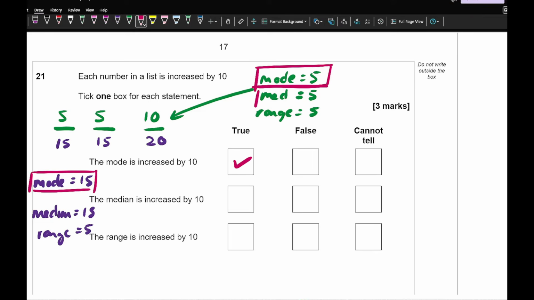The median is increased by 10. Looking at the median, we had an original median of 5, and now it's 15. So that is going to be true. And the range is increased by 10. Well, the original range is 5, and the range is still 5. So that is false.